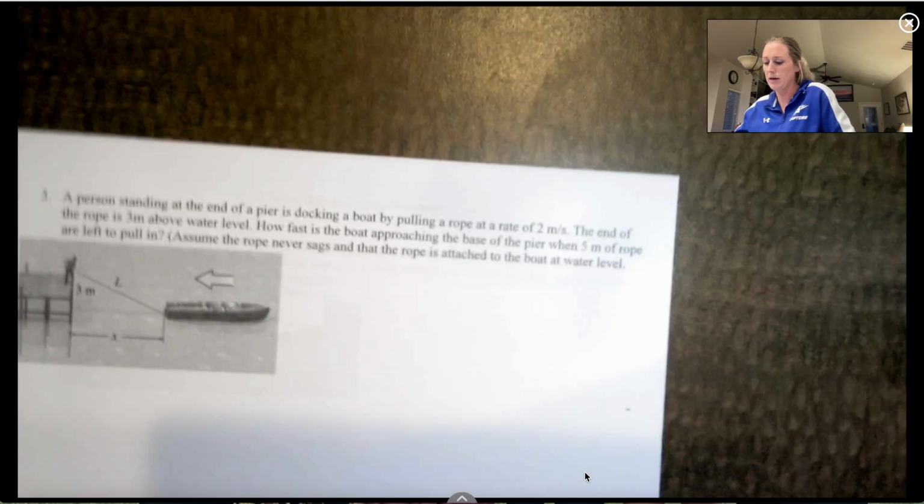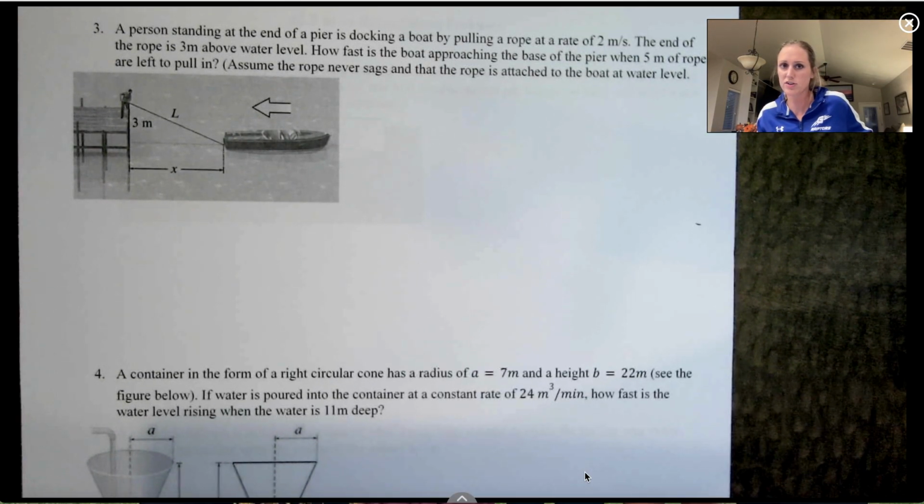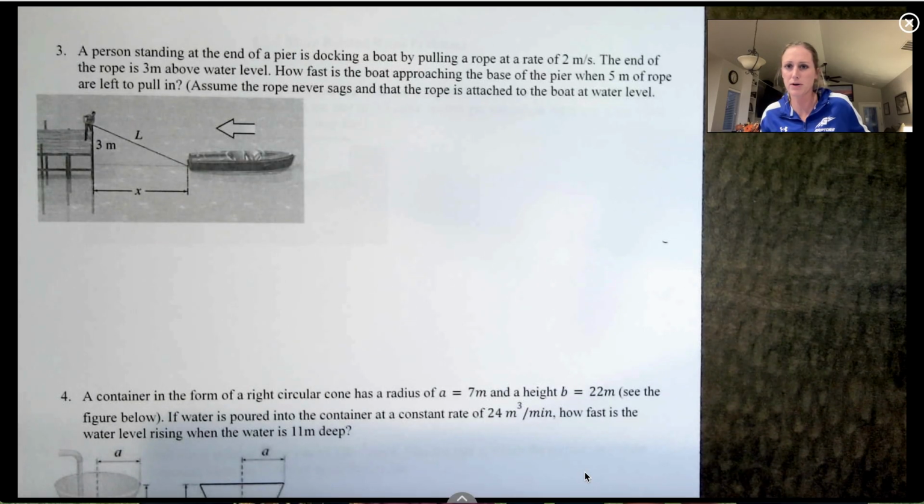Okay, example 3. A person standing at the end of a pier is docking a boat, pulling a rope at a rate of 2 meters per second. The end of the rope is 3 meters above water level. How fast is the boat approaching the base of the pier when 5 meters of rope are left pulling? We're assuming the rope never sags and the rope is attached to the boat at water level.